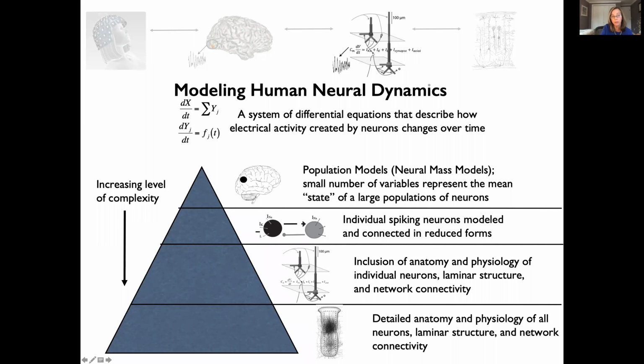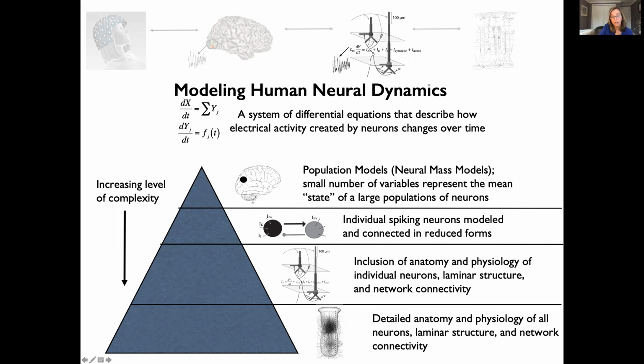So at the top of the pyramid here are models with the least level of complexity. These are often called neural mass models or population models, where the activity from an entire area is collapsed into a small number of variables. For those of you who may have done some dynamic causal modeling, this is the type of modeling framework that's embedded in that model platform.